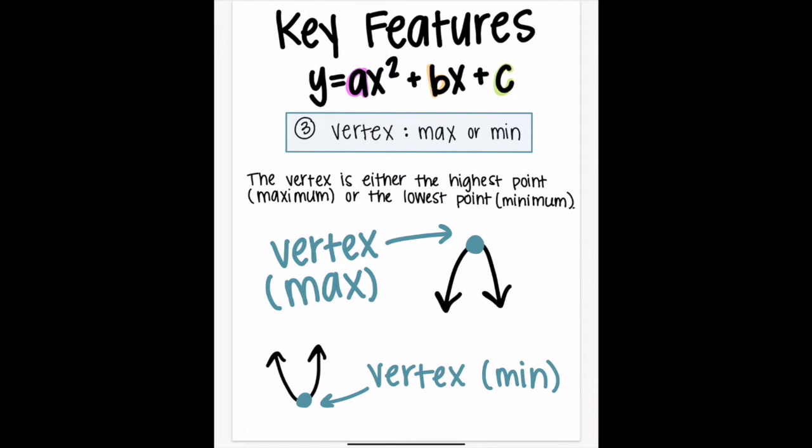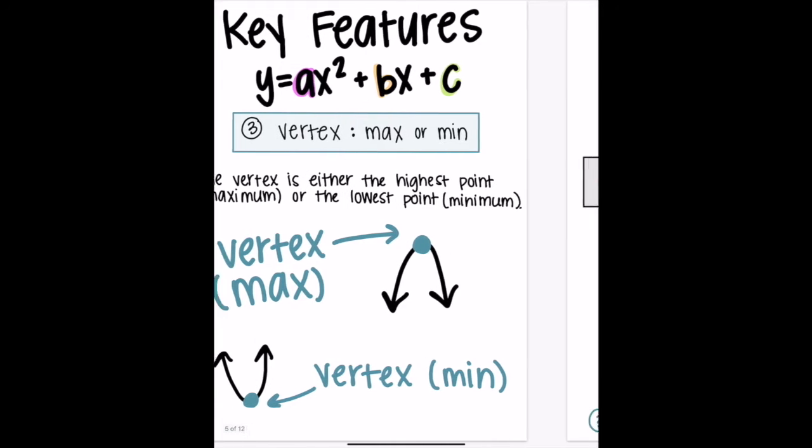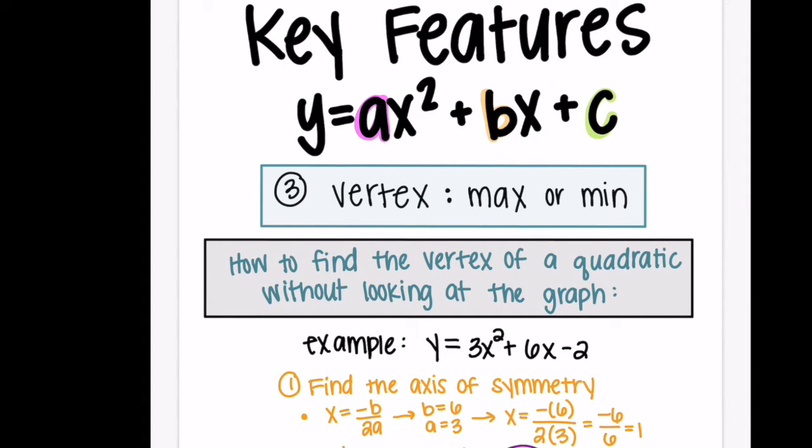Next, we are going to talk about the vertex, which we just mentioned with the axis of symmetry. So the vertex is either the highest point, which would be a maximum, or it's the lowest point, which would be a minimum. That's really easy to find if you have the graph, but if you don't have the graph, there is a way to find it with just the quadratic equation. So how to find the vertex of a quadratic without looking at the graph?